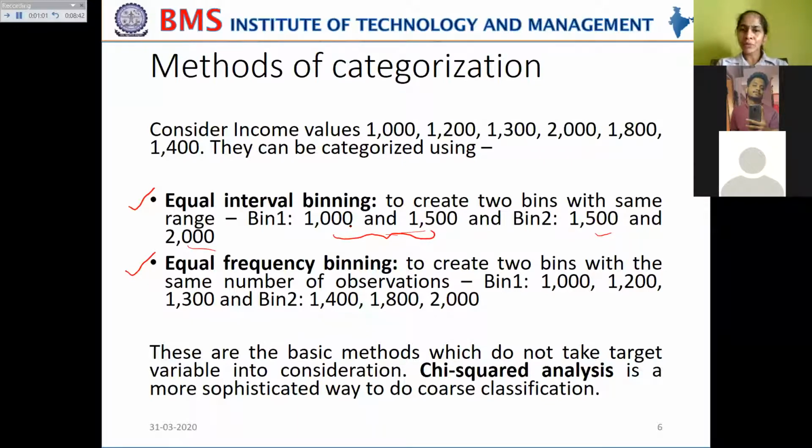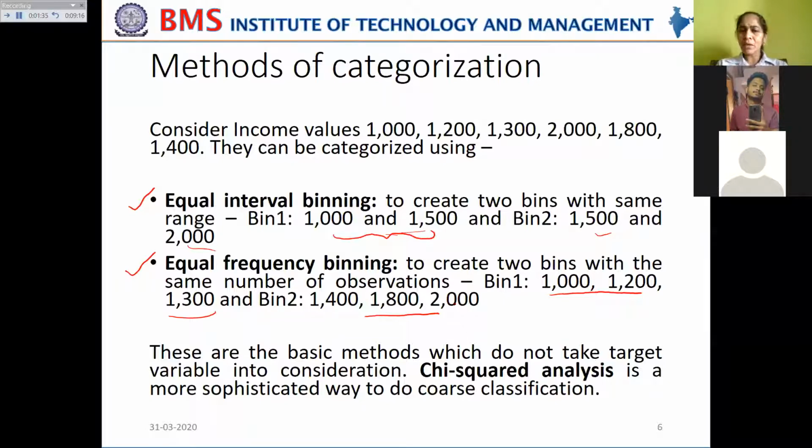The next type of categorization is equal frequency binning. In this equal frequency binning, rather than taking the intervals, we take the number of observations. Means the first bin contains a total of 3 observations and the second bin contains 3 observations. We have created 2 buckets here. One bin contains 3 observations and the other bin contains 3 observations according to their numeric value, right? This is called equal frequency binning.